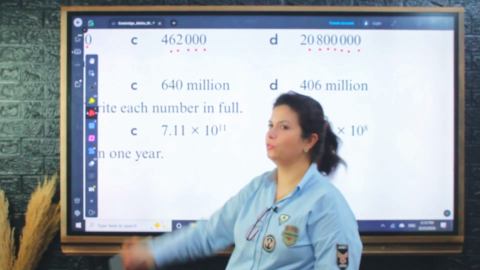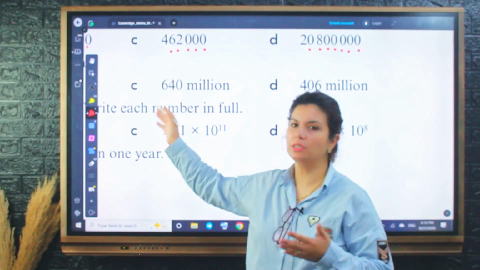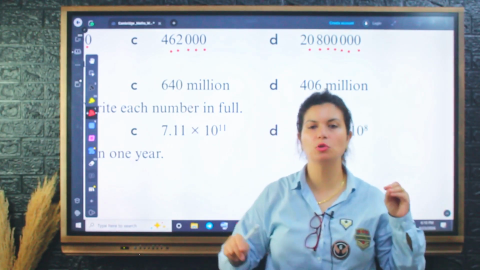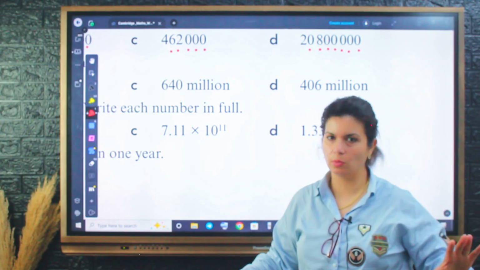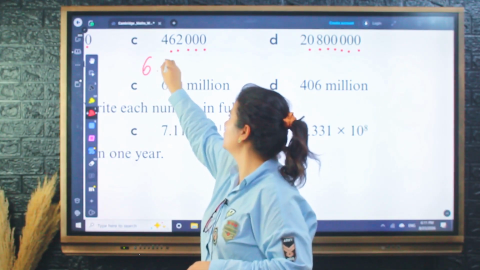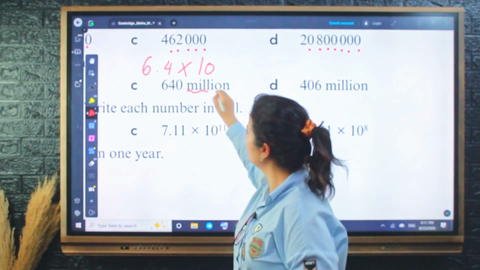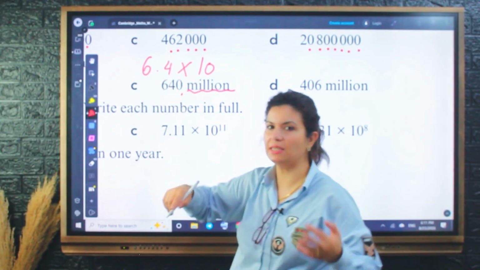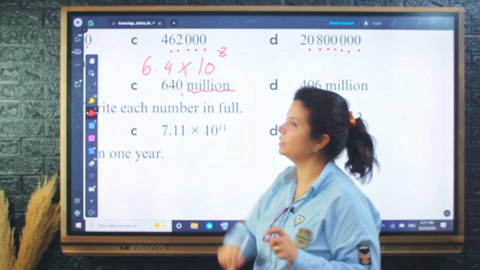Here we have 640 million. Million means 6 zeros. We can use the number as it is, but we need to put the number between 0 and 10, not equal to 0 and not equal to 10, but between them. So it's going to be 6.4 multiplied by 10. The word million means 6 zeros, and here we have another 0, and the point between 6 and 4 means another place. So here it's 10 raised to the power 8.